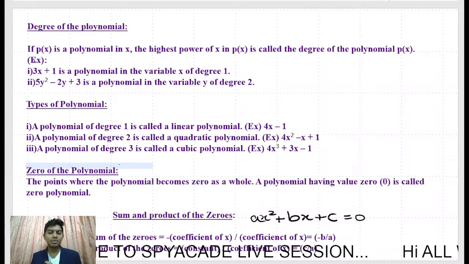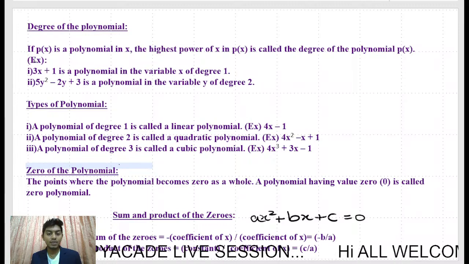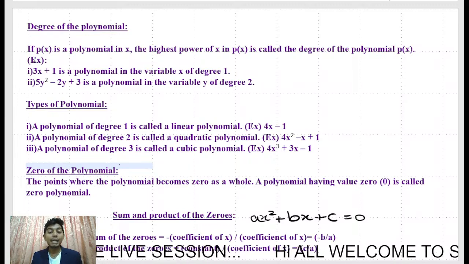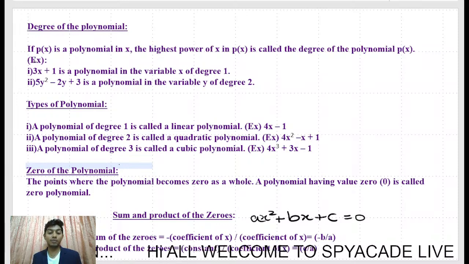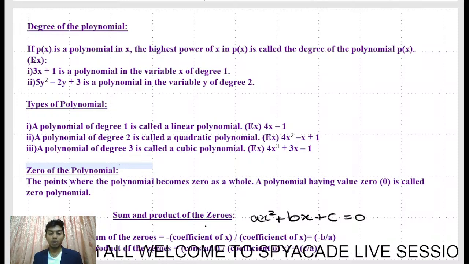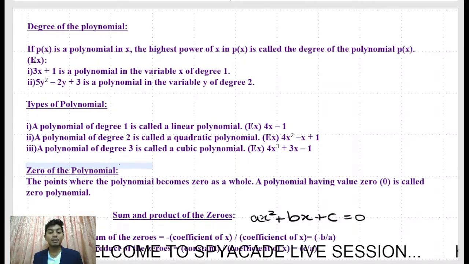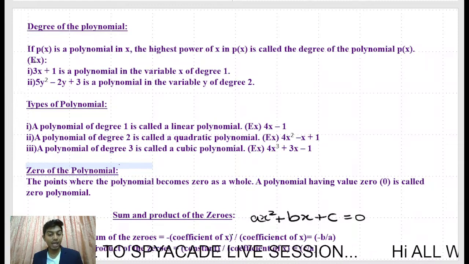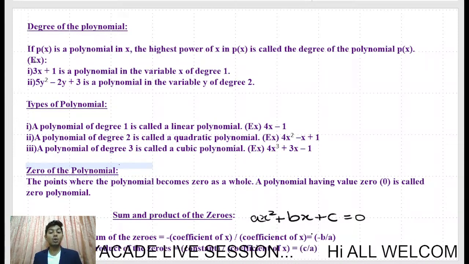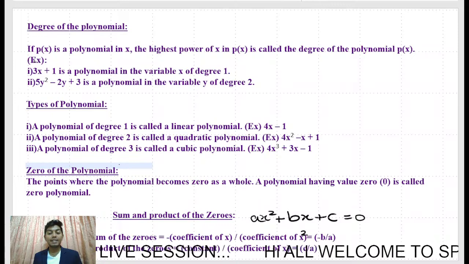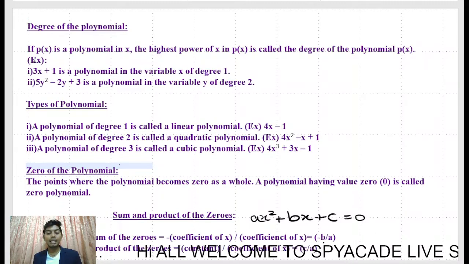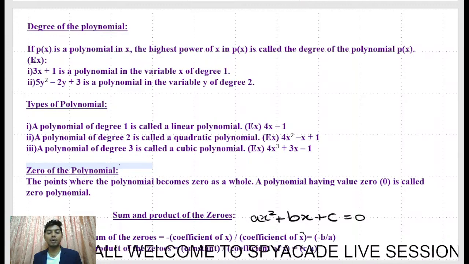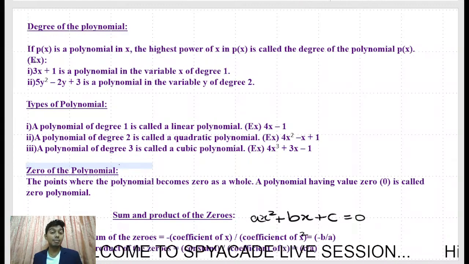Now you just write this. The sum of the zeros is equal to minus coefficient of x divided by coefficient of x square. Yes, it is nothing but minus b by a. You have to write this: minus b by a.